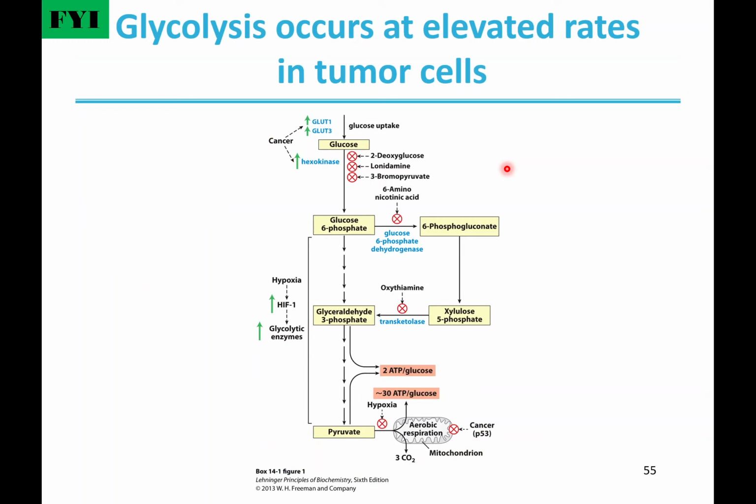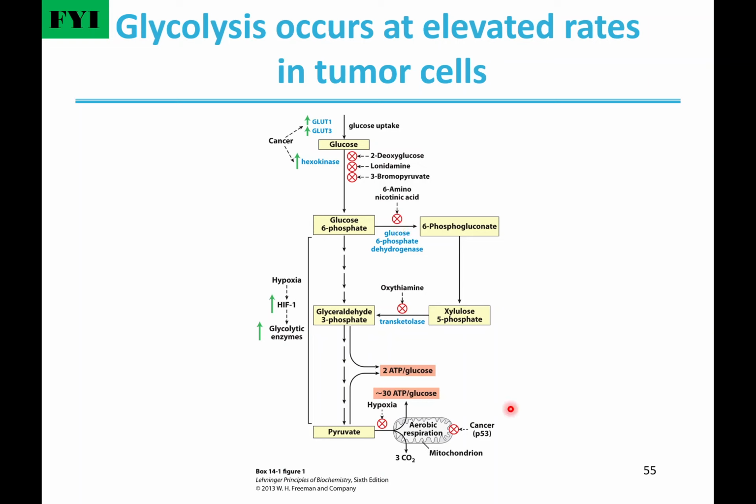Okay. The book goes into the fact that glycolysis is occurring at elevated rates in tumor cells. This is a little bit FYI, because I'm not going to expect you to know this for an exam, but a lot of you might be interested in cancer biology. Because glycolysis is elevated in tumor cells, certain enzymes of glycolysis are targets for anti-cancer drugs, and some of those are shown here.